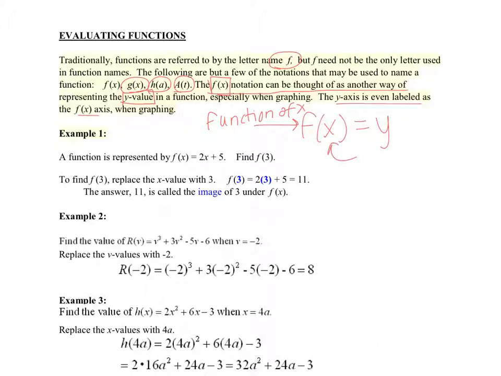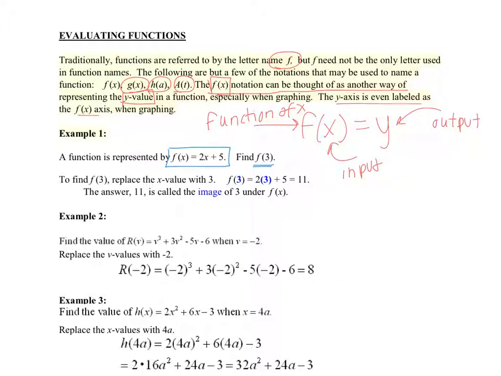Where x is your input and y is your output. So you replace the x with a number and then you get a y value out of it. So for example 1, you see here it says that a function is represented by f of x equals 2x plus 5. Find f of 3.